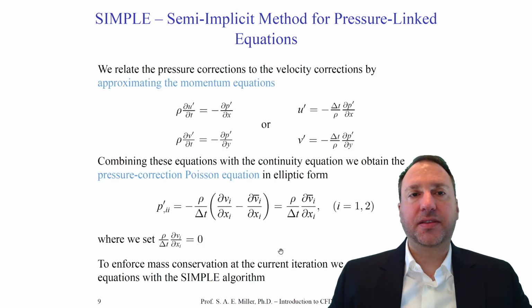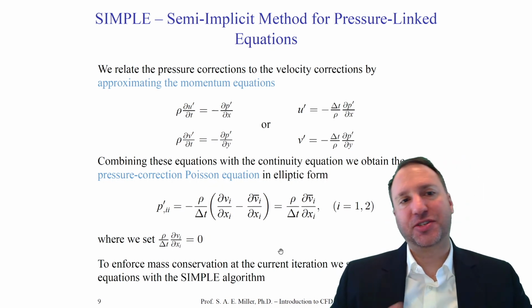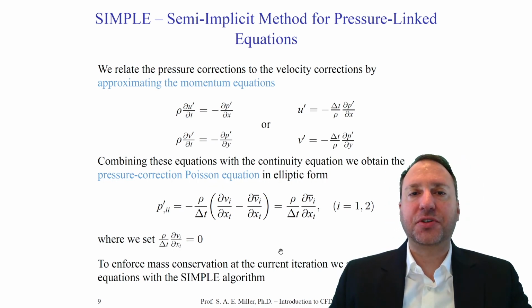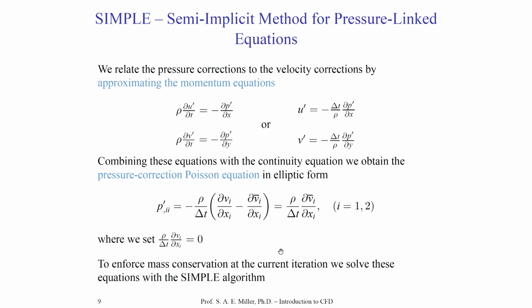Nonetheless, we'll link this in with our particular solver into something like a predictor-corrector type method. In the SIMPLE method, the semi-implicit method for pressure-linked equations, we'll try and relate the pressure corrections to the velocity corrections by approximating the momentum equations. So now that we have this decomposition, we will approximate the momentum equations as you see here. Once again, you can see now we have a right-hand side of a correction, and the left-hand side will be the original left-hand side of the momentum equations with the nonlinear term.